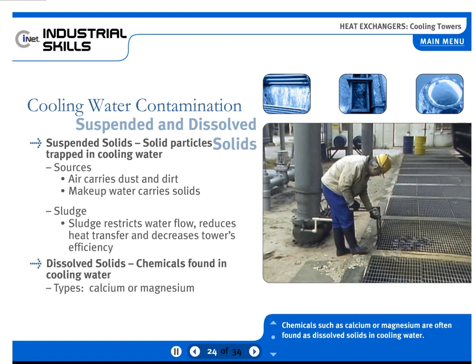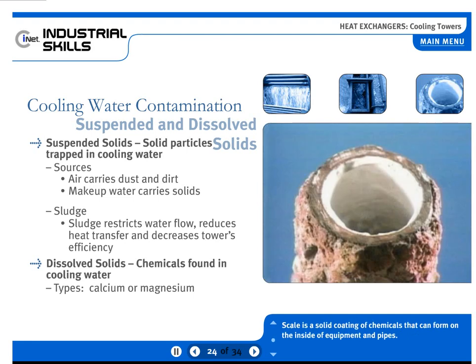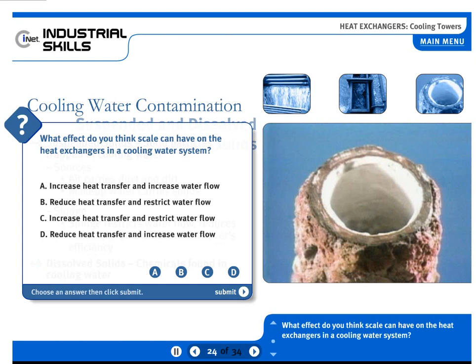Chemicals such as calcium or magnesium are often found as dissolved solids in cooling water. These impurities can become concentrated, come out of solution, and cause scale buildup. Scale is a solid coating of chemicals that can form on the inside of equipment and pipes. What effect do you think scale can have on the heat exchangers in a cooling water system? That's incorrect. Scale, very good. Scale buildup on the inside of a heat exchanger can reduce heat transfer and restrict water flow.